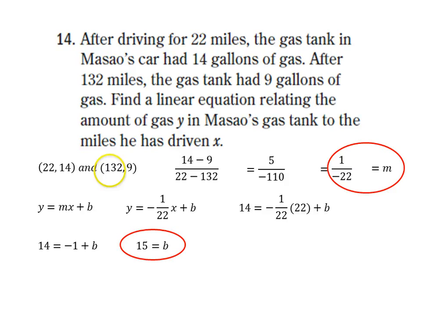Now we have enough information to write a linear equation in slope-intercept form. We have the slope, which we found from the 2 points we were given, and then we found the y-intercept by plugging in a point that we knew from what we were given. And now we can take that and write it into slope-intercept form. y equals negative 1 over 22 times x plus 15, and there is our equation in slope-intercept form.